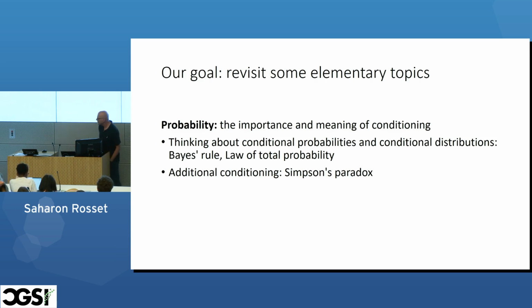Okay, so as I said, our goal is to revisit some elementary topics. I do it in 2 halves. The first half will be about probability and very elementary. Just remind ourselves of some properties of conditional distributions that we know, and connections between different types of conditional distributions. And Simpson's paradox, to me, is a very good demonstration of the fact that we need to spend time thinking about what conditional distributions mean, and what additional conditioning means, and what's the right level of conditioning for the conclusions that are appropriate and relevant to the data we are looking at. So that's going to be the probability part.